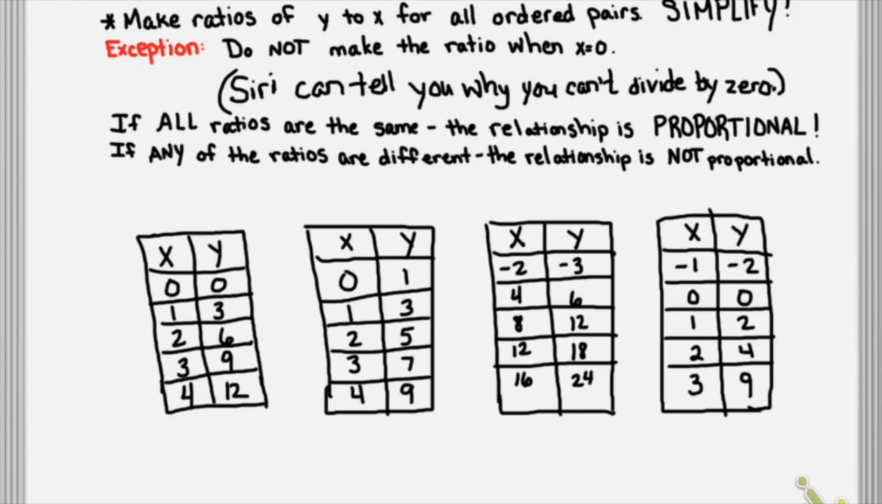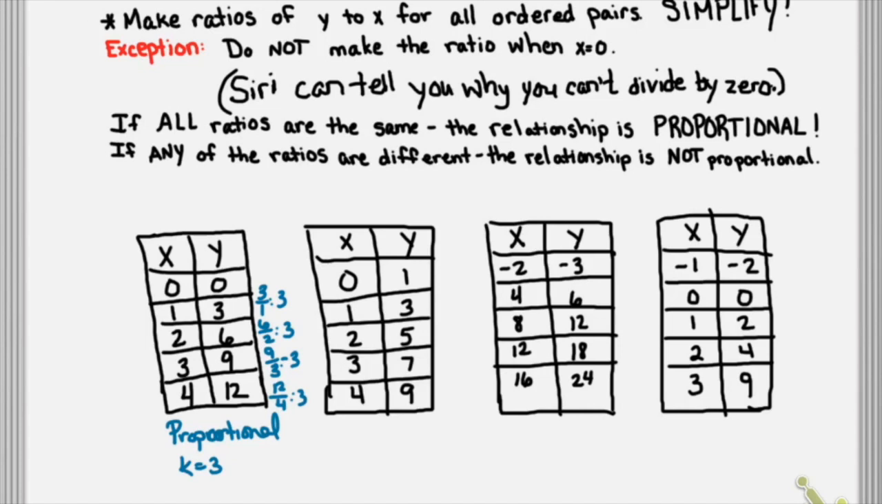The first one: if we have 3 over 1, we get 3. If we have 6 over 2, we get 3. 9 over 3, we get 3. And then 12 over 4, again we get 3. We can see that they all equal 3. That means that it is proportional, and k would equal 3.